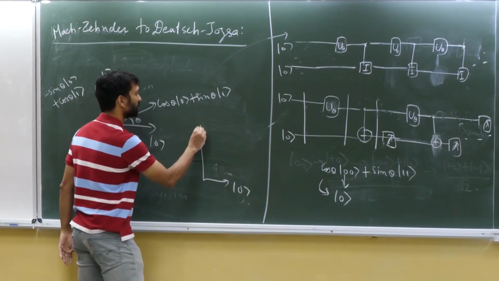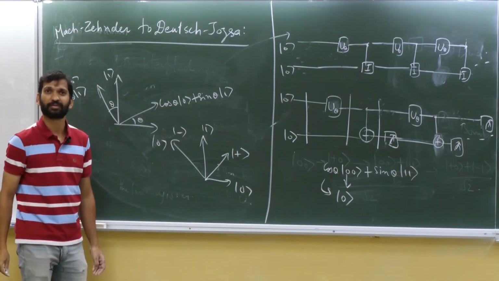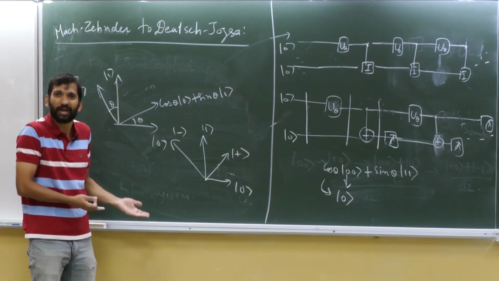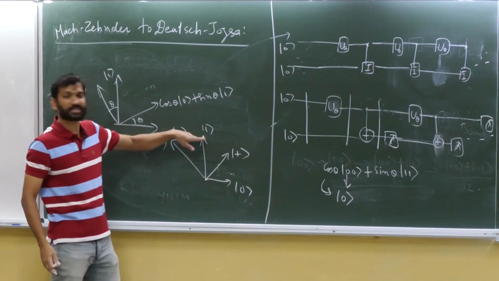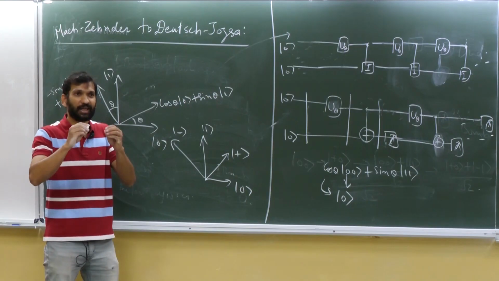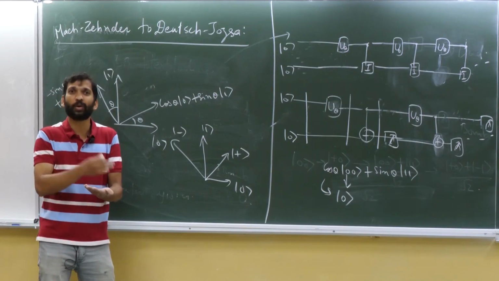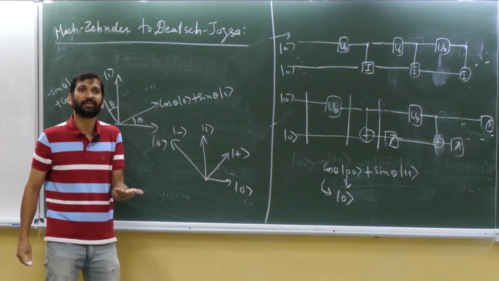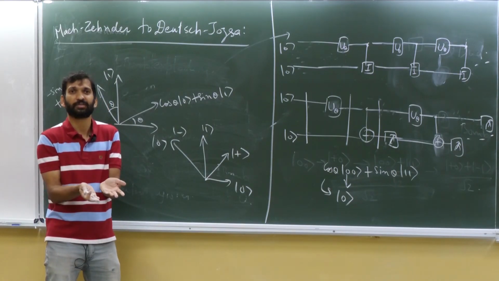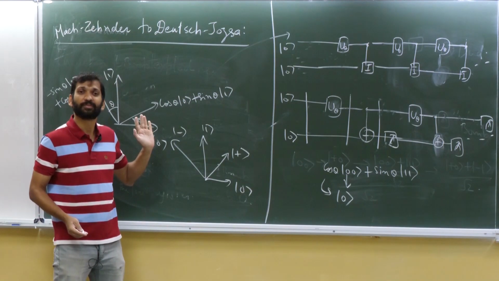What is a change of basis which takes 0 to plus and 1 to minus? Rotate by 45 degrees. Do you know this matrix? Hadamard. It's the matrix which takes 0 to plus and 1 to minus. So any matrix which takes u1 to v1, u2 to v2, u3 to v3, up to un to vn is basically a rotation. It's a unitary matrix, by pi by 4.